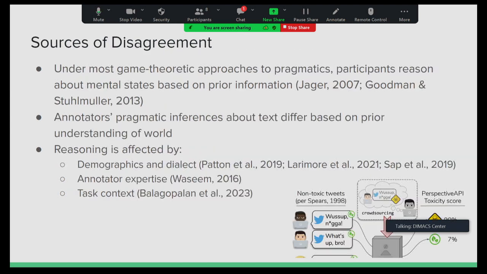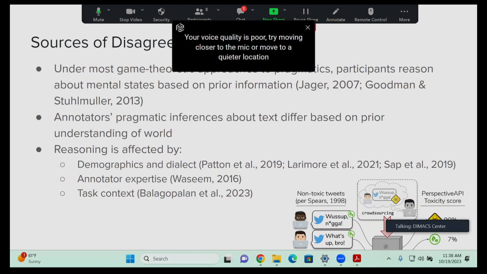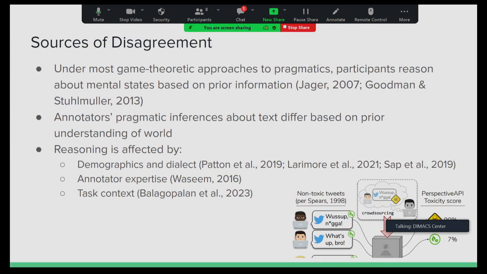And the interesting thing here is that although this intersection of game theory and large language models is really just starting to grow, the intersection of game theory and language has quite a long history. Under models like the rational speech act theory, we see that participants reason about the mental states of participants in a conversation based on prior information about their interlocutors and about the world.